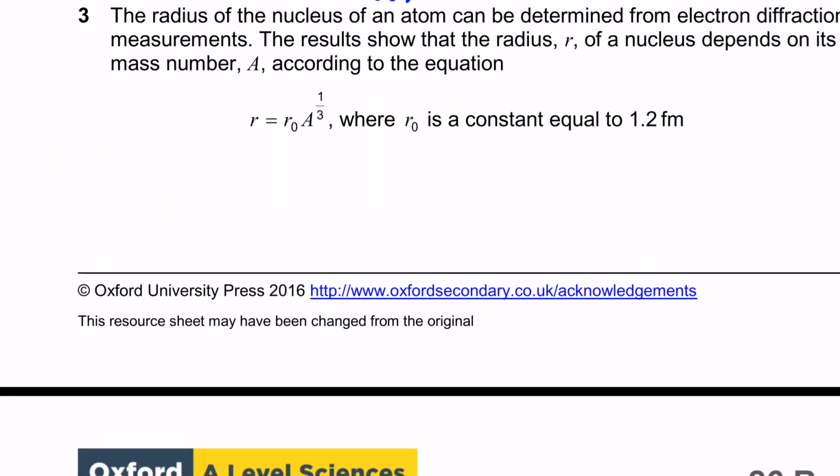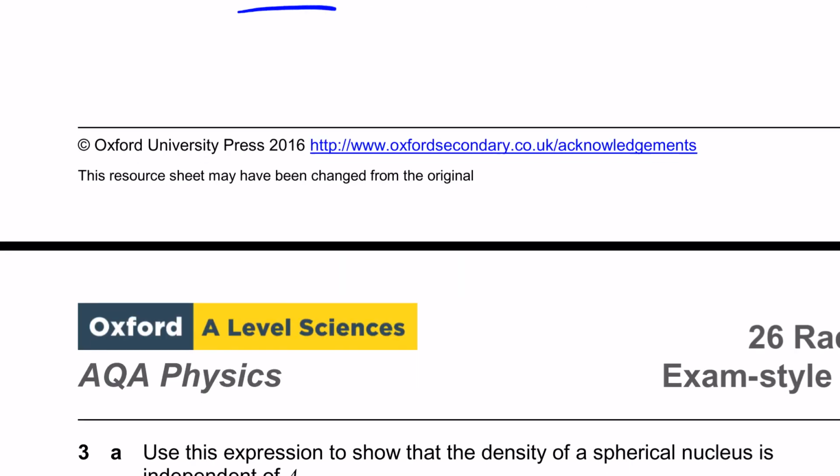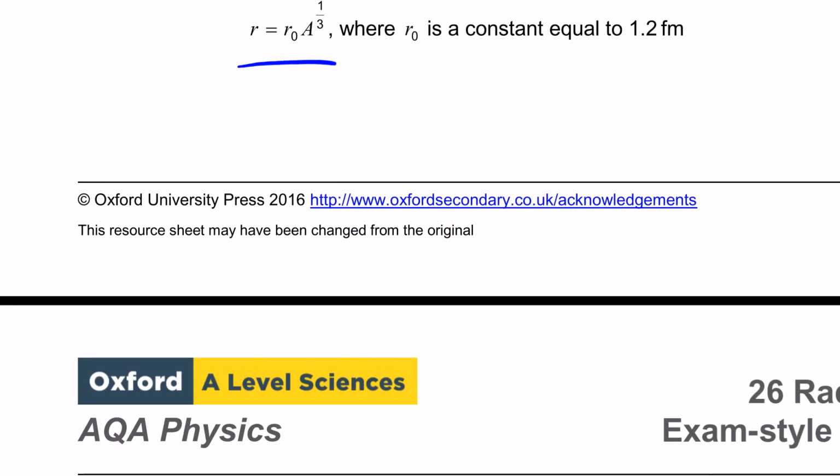The radius of the nucleus of an atom can be determined from electron diffraction. We can show that the radius is r equals r naught A to the 1/3, where r naught is a constant of 1.2 femtometers. Use this to show the density of a spherical nucleus is independent of A. So what we're going to do is show that density doesn't depend on A.